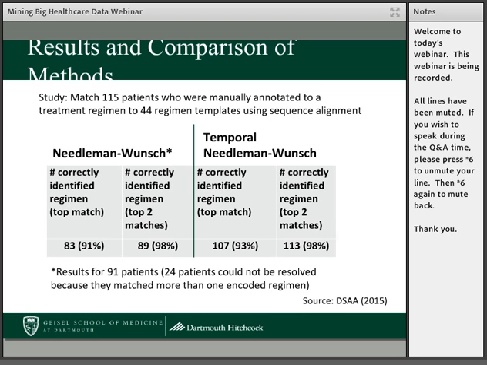And then we went and looked at the data, and we manually annotated the data to the appropriate chemotherapy, and then used our two algorithms to find the best approaches. So the Needleman-Wunsch is the standard out of the box, and the Temporal Needleman-Wunsch is the one that we just showed you to incorporate time into this.